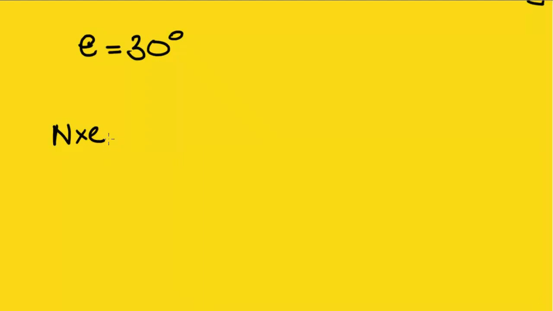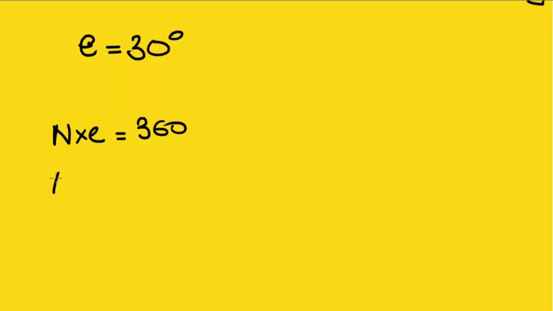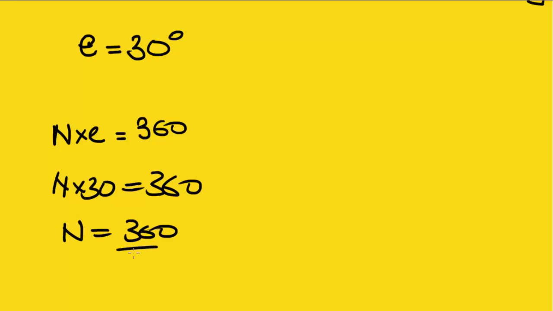And for the sum of exterior angles, we know that they give 360 degrees. So n times e, which you know is 30, is 360 degrees. So n is equal to 360 over 30, which is the same thing. We got 12. So the number of sides of the polygon is 12.